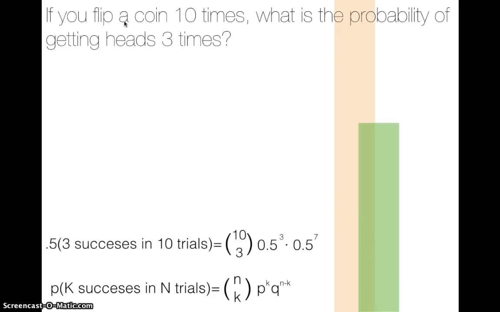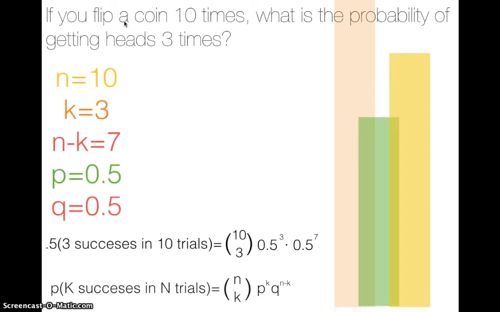Now if we plug in the numbers, it will look something like this. P(3 successes in 10 trials) equals 10 choose 3 times 0.5 to the third power times 0.5 to the seventh power. Now these numbers, what do they mean?